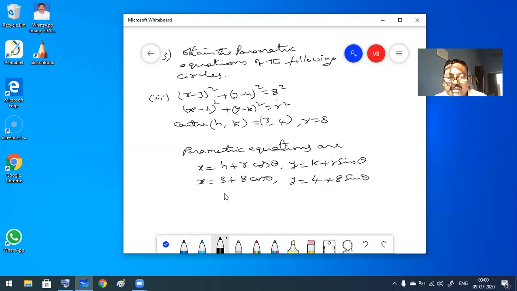So x is equal to 3 plus 8 cos theta and y is equal to 4 plus 8 sin theta. So this is the parametric equation of the circle, right?